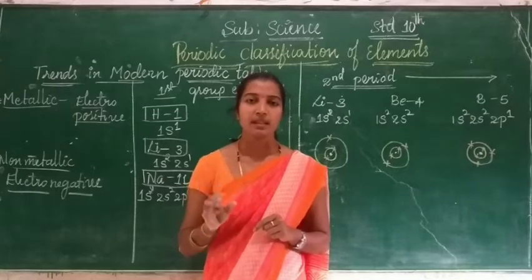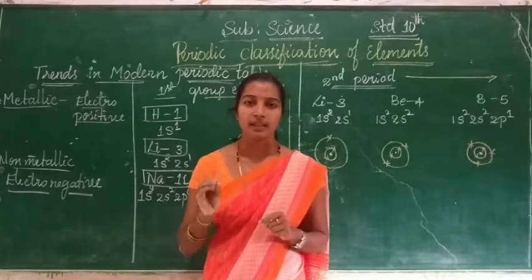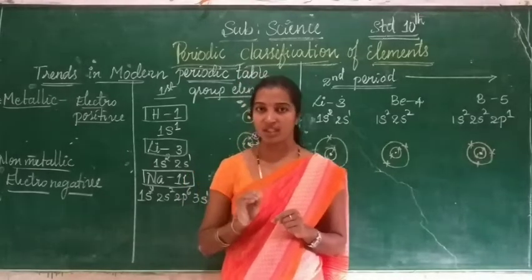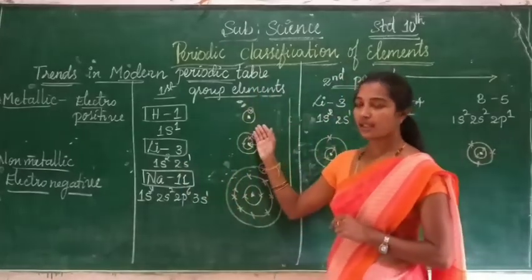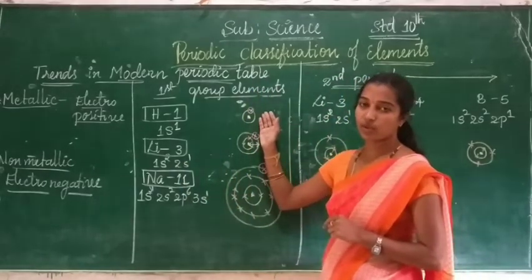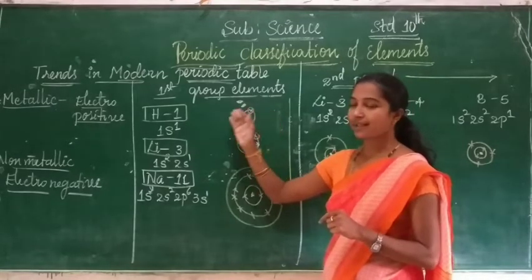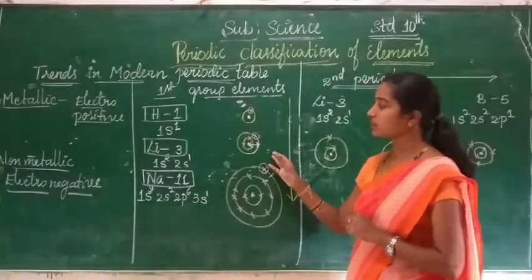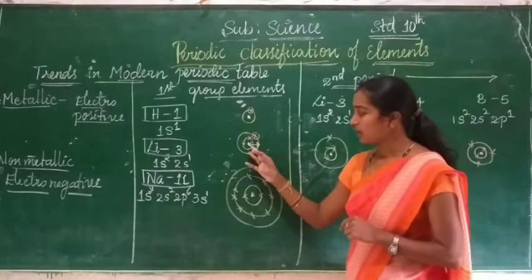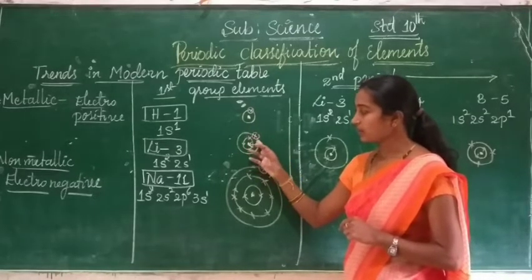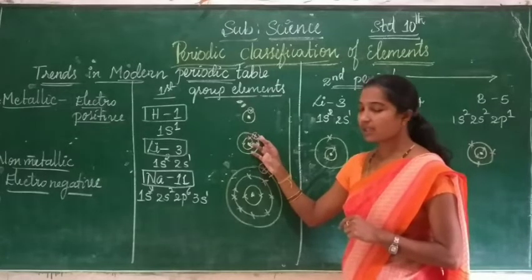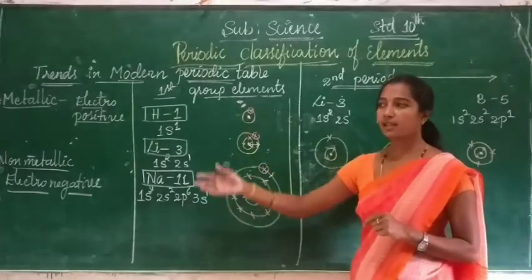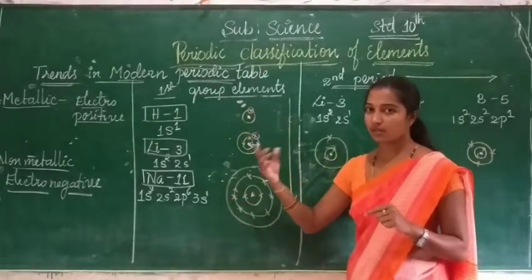Listen children, the way electrons are given up by the atom of an element leads it to becoming electropositive. See now, this hydrogen has only one electron in its outer shell. The electropositive character of hydrogen is such that it is easy to give up its one outermost electron. Now come to lithium. Observe here, there is a distance from the nucleus to the second shell. This electron is easily removed by the atom, and the removal of that outermost electron is also easy.